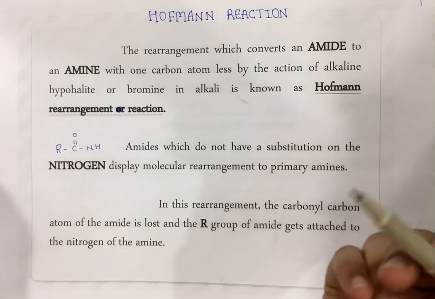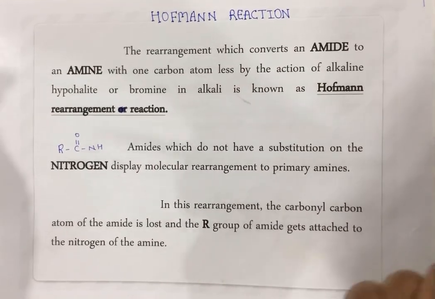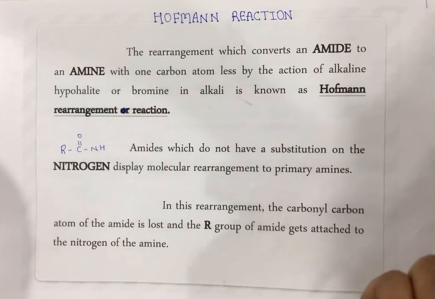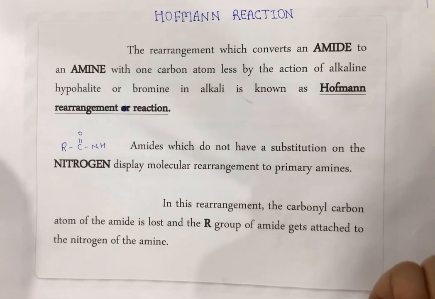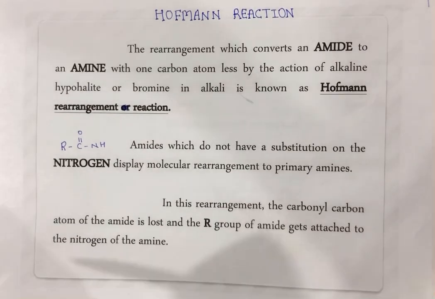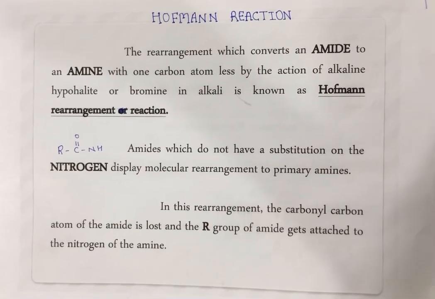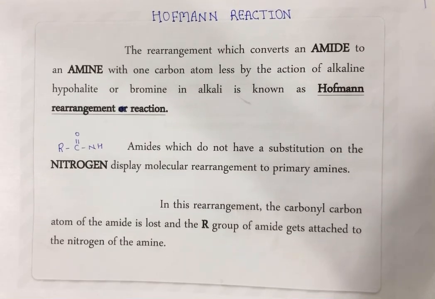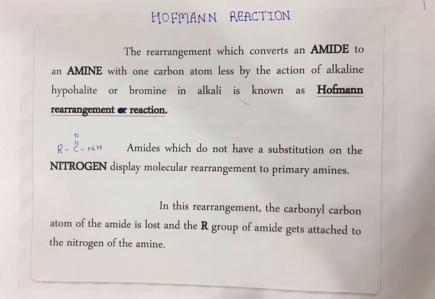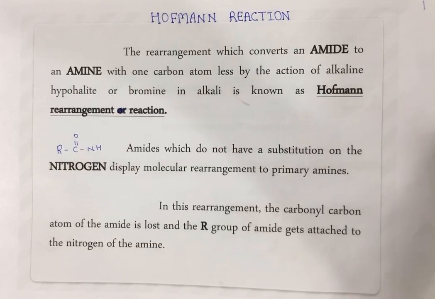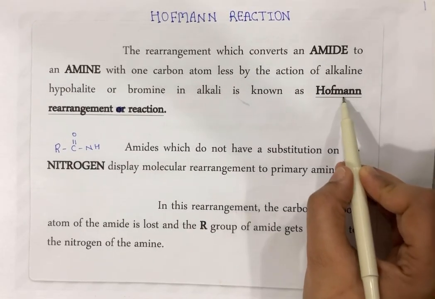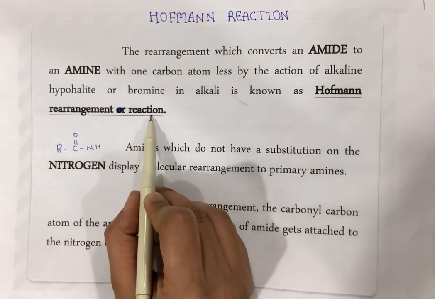Hello my dear student, we have discussed the reactions of amines in the class. One of the reactions is the Hofmann rearrangement reaction. The rearrangement which converts an amide to an amine with one carbon atom less by the action of alkaline hypohalite or bromine in alkali is known as the Hofmann rearrangement reaction.